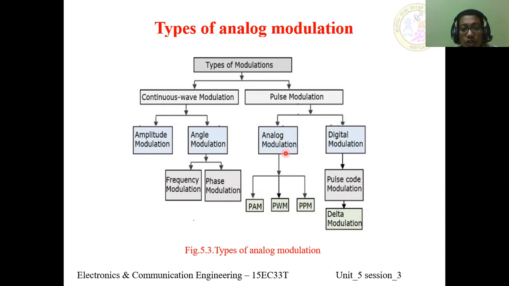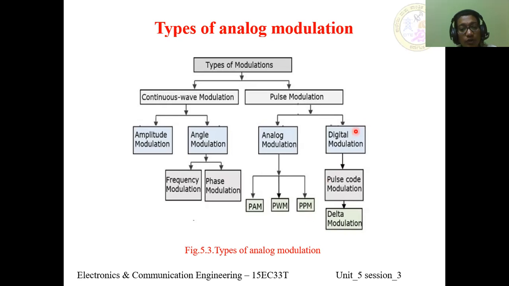In the pulse modulation technique, we have analog modulation and then digital modulation. In analog pulse modulation, the pulses have different amplitude, width and position. With respect to the amplitude, it is pulse amplitude modulation, and we have pulse width modulation, and pulse position modulation.